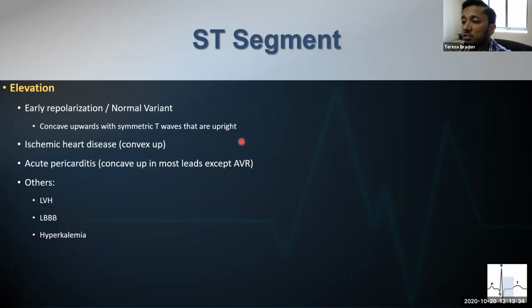Acute pericarditis, you're going to see the concave up. So they're going to have that same benign repolarization appearance with that happy face in almost every single lead, right? With usually the right clinical scenario.